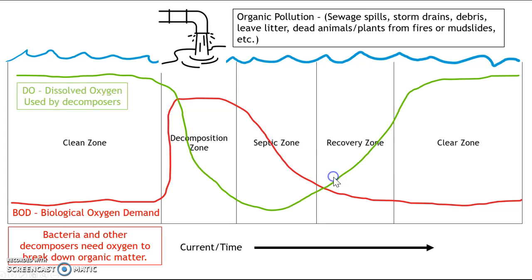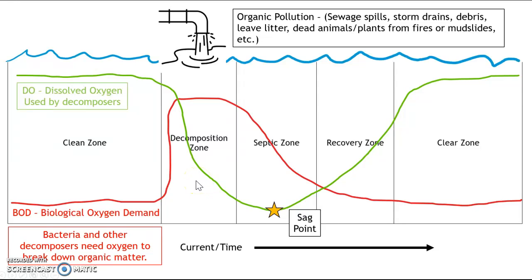Alternatively, this also shows our level of dissolved oxygen. Our dissolved oxygen is the oxygen used by those decomposers to break down that organic pollution. So we start really high in the clean zone, and we have this sharp drop off in the decomposition zone until we finally get to this low point here in the septic zone. And this low point where I've got my star is called the sag point.